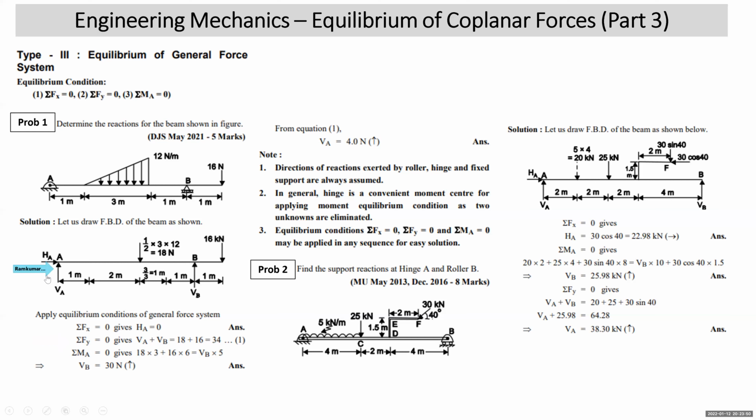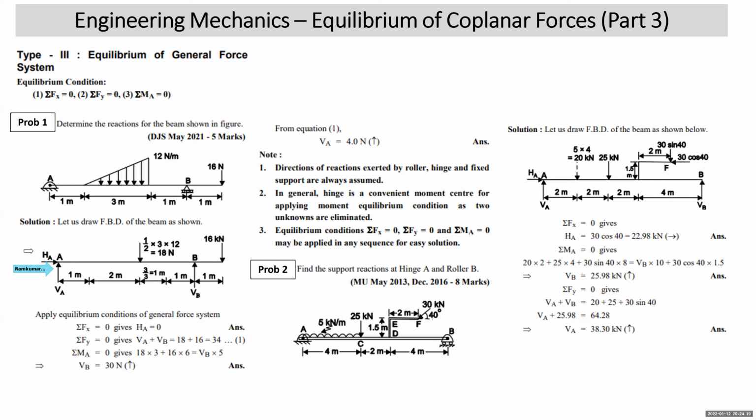Normally in general force system, the hinge is considered to be the convenient moment center for applying the moment equilibrium condition. The reason is very clear, because the hinge exerts two reactions. So if you apply the moment equilibrium condition about the hinge, you'll understand that two unknowns will go off, and once two unknowns go off, the third unknown can be easily determined. That's why we apply sigma M.